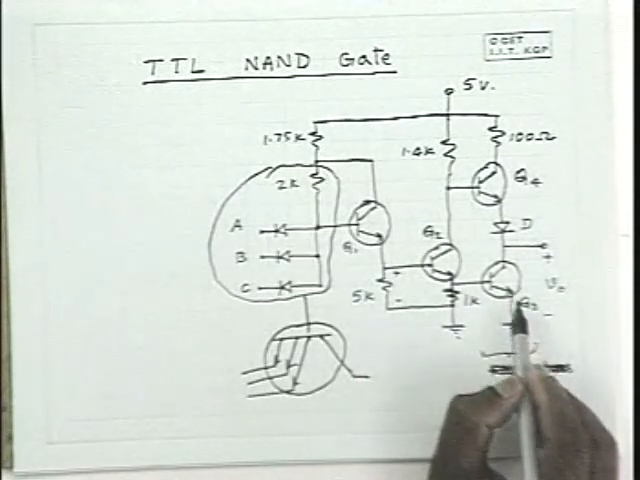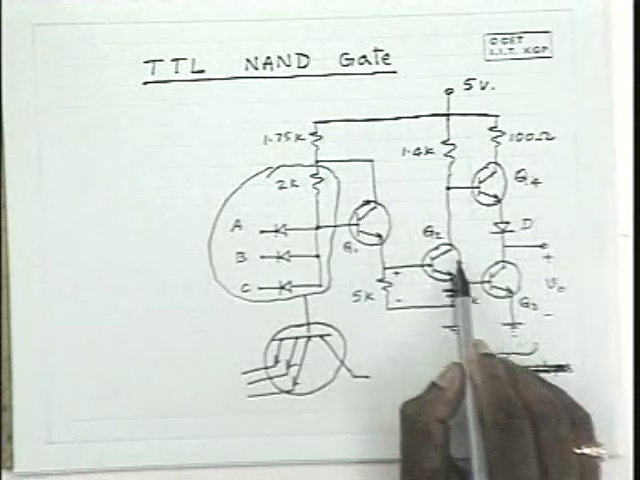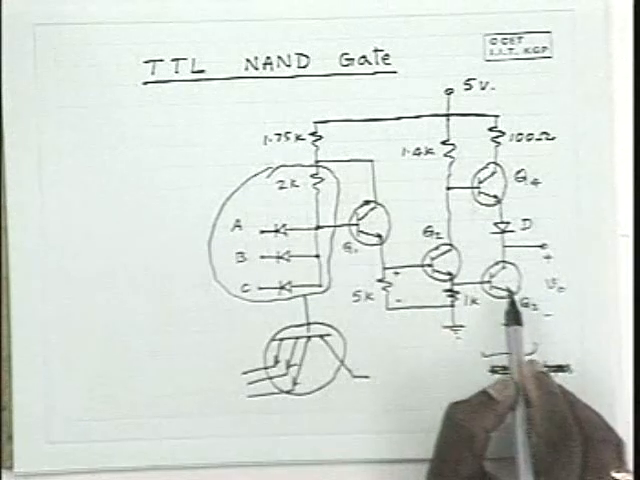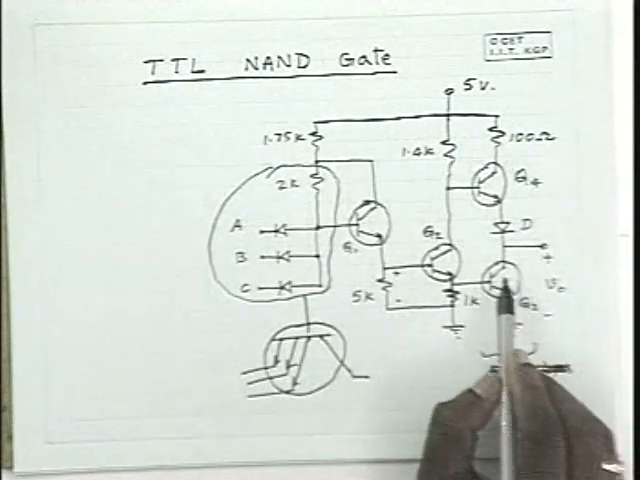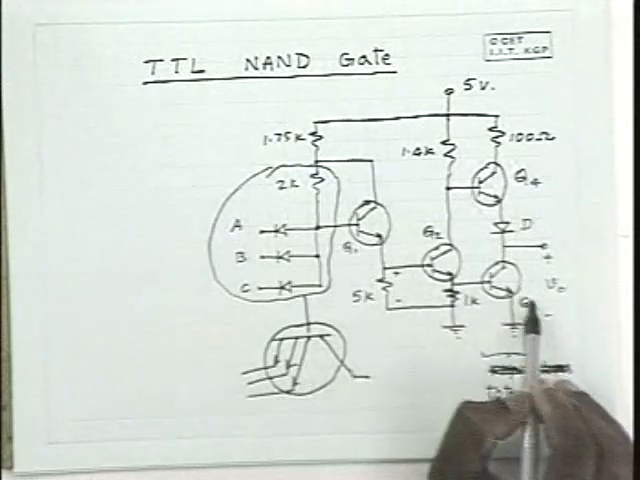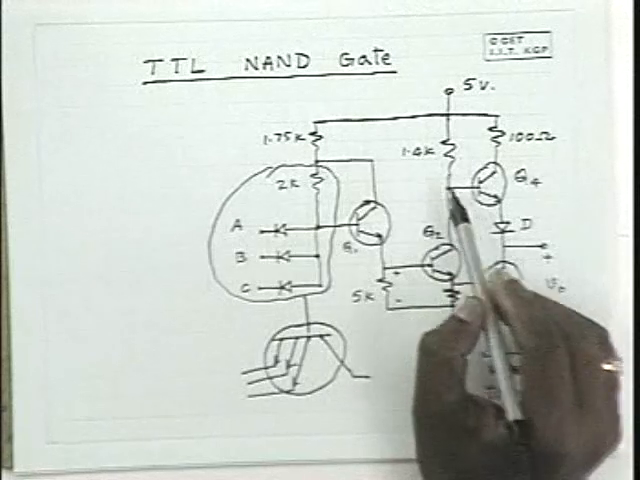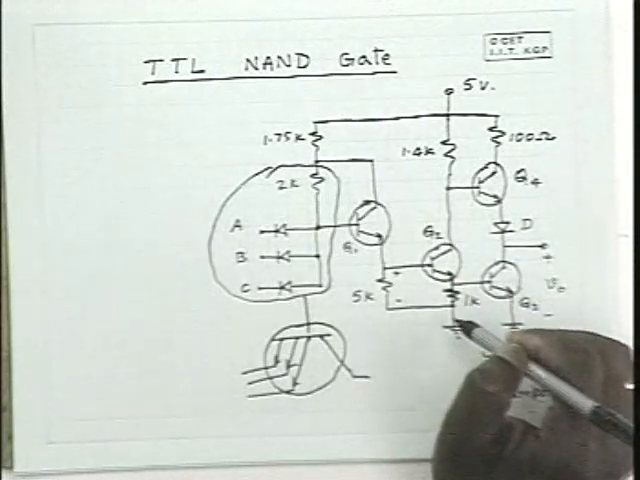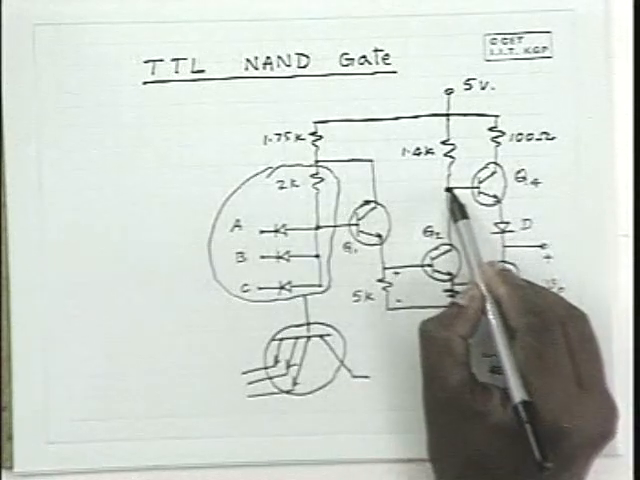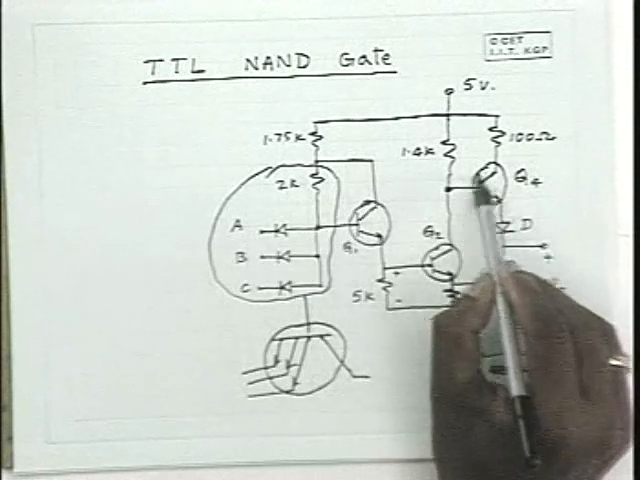And when Q2 conducts, Q3 also conducts because Q3 is connected to the emitter of Q2. And because of this reason, Q3 is on. Q3 in fact goes into saturation. And when Q2 conducts, the voltage drop across this 1.4K is such that Q2 is almost saturated. And when Q2 is saturated, this voltage is insufficient to drive Q4 on. That means Q4 is cut off.